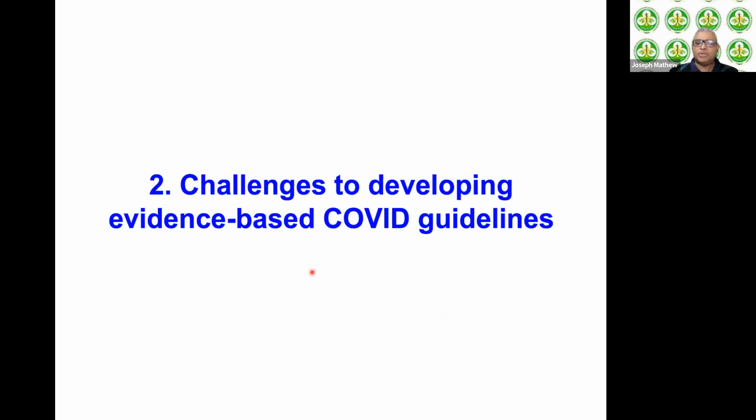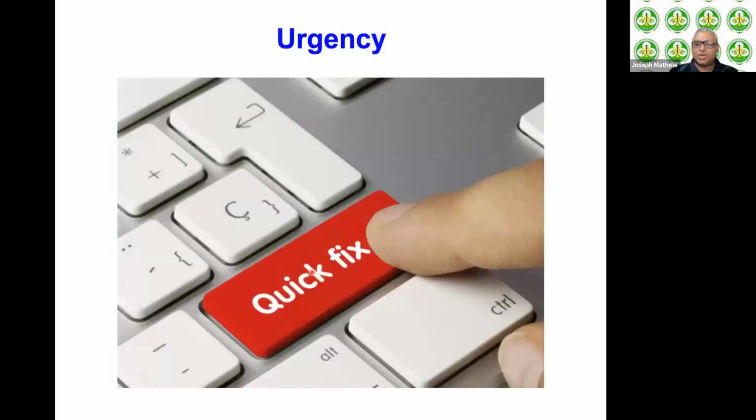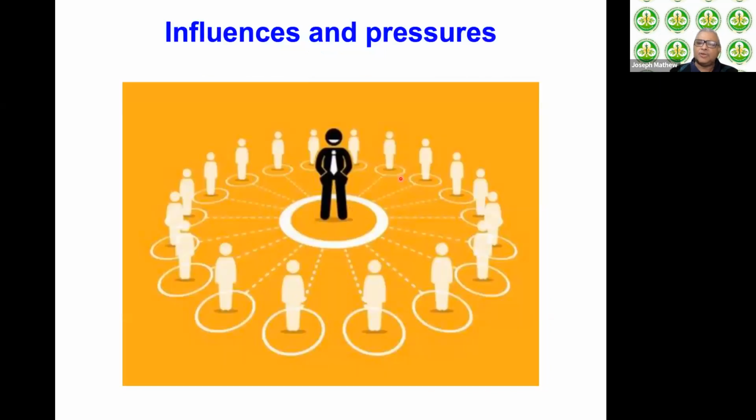So the problems with having evidence-based guidelines in the developing countries are numerous. Some of them, of course, overlap with the problems faced by the developed healthcare systems, which have agencies and bodies for these guidelines as well. First was urgency, because everybody wanted a quick fix. There was no time to collect, collate, and sift through the evidence. There was no evidence in the first place. So urgency was something which grappled both the developed and the developing healthcare systems. And then, of course, the other big issue was the influences and pressures.